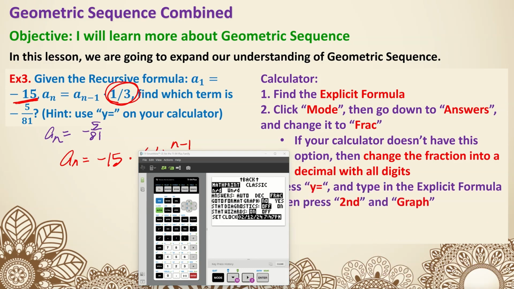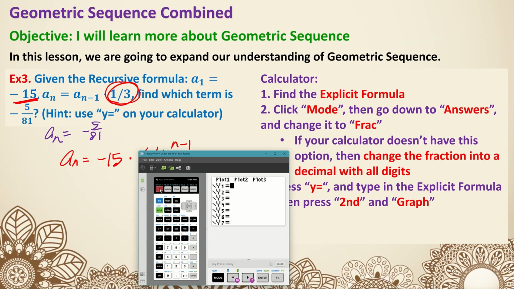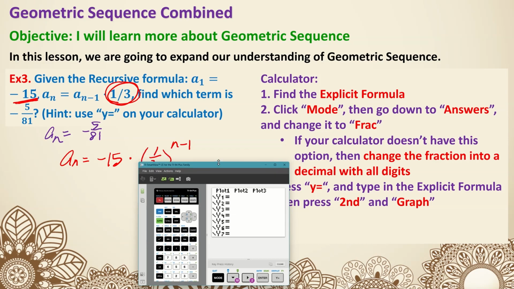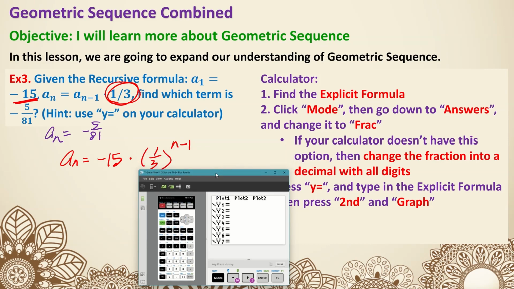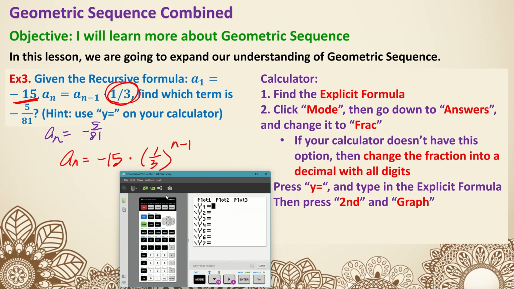And the third step, I'm going to press y equals, and I'm going to type the function into the calculator. Let me get it smaller a little bit so we can actually see a bit clearer. Okay, press y equals, and then we're going to type in the explicit formula. Negative 15 times, don't forget the parentheses, then 1 divided by 3, parentheses back, raised to the, instead of n minus 1, it's going to be x minus 1 power. There you go. And then we're going to press second and graph.